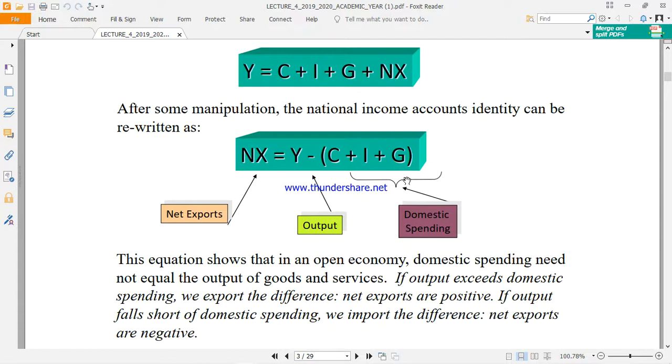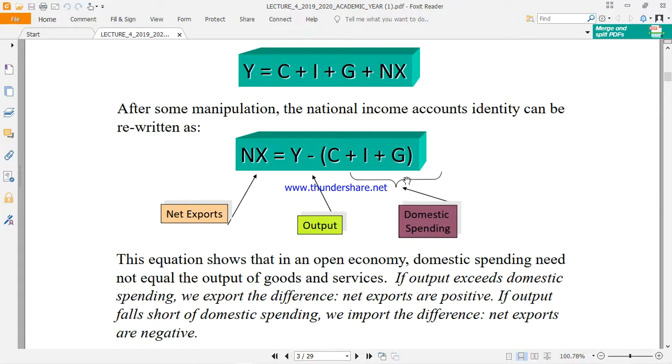So, in an instance where the output we've produced is greater than domestic spending, then we're going to export the excess. Because for us to have excess, it means that the supply is greater than demand. If what we've produced is more than what people are demanding domestically, then we're going to have excess output. Some of the output won't be bought, for example. Then that excess is what we're going to export.